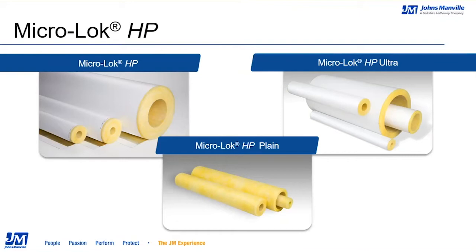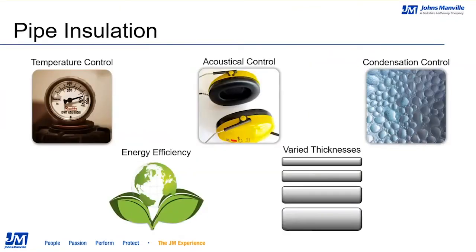Microlock HP Plain is pretty intuitive in that there is no jacket. It is intended to be installed with another type of jacket, such as aluminum or metal jacketing. The benefits of using JM's Microlock fiberglass pipe insulation range from temperature control on hot and cold systems, condensation control on chilled water systems that would sweat if not properly insulated, as well as acoustical control on pipes that may have a tendency to rattle.